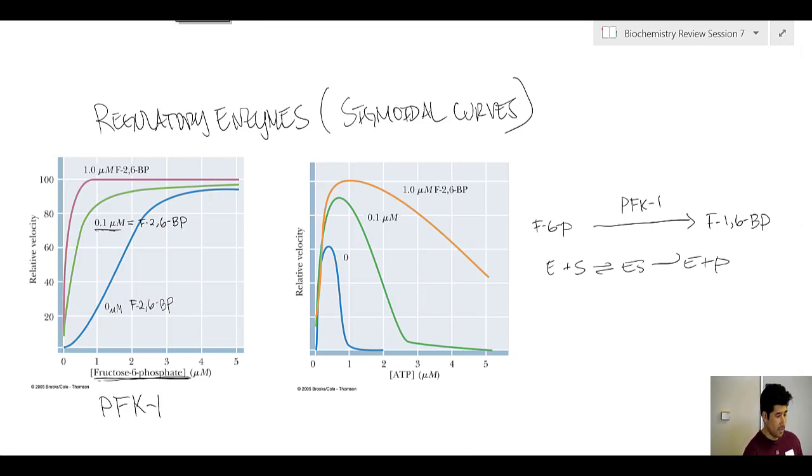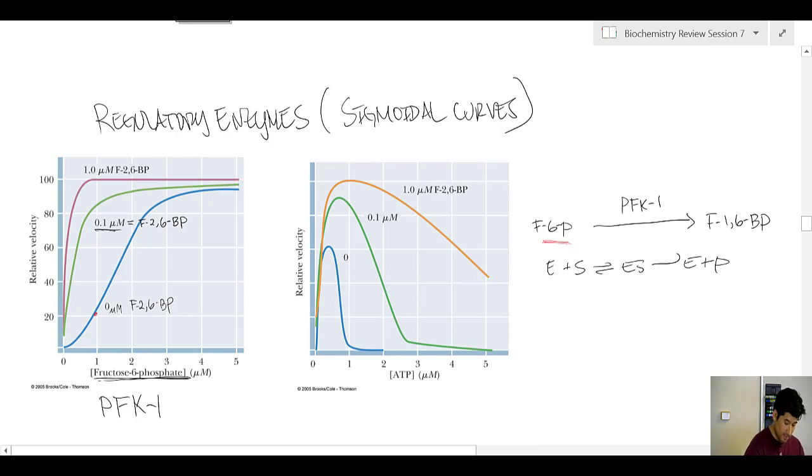Has it increased or decreased? Increase. It's increased. So let's do this. Let's analyze this graph a little closer, because this is really important. Whenever we have 1 micromolar of fructose 6-phosphate, and remember fructose 6-phosphate is the substrate, we can say this is the velocity right here. We can say it's 20 micromolar per second.